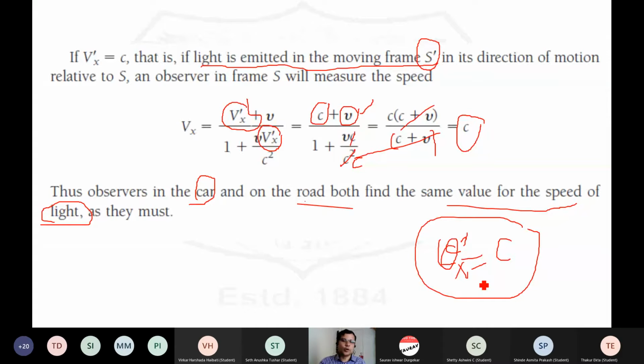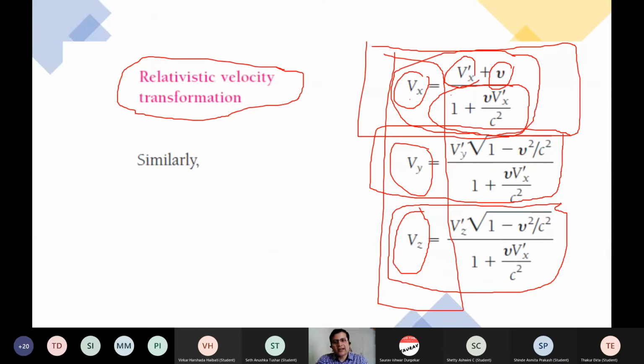Okay, Vx as c over there. So that's how you are not violating the postulate of the special theory of relativity. So c remains c. This is the corrected transformation, and these are the corrected values.